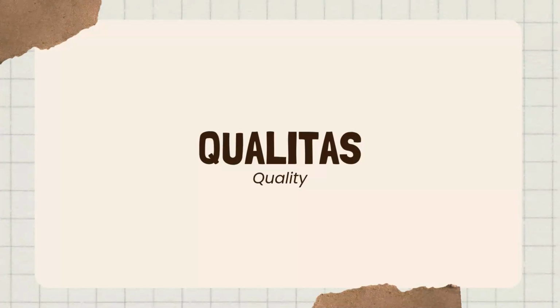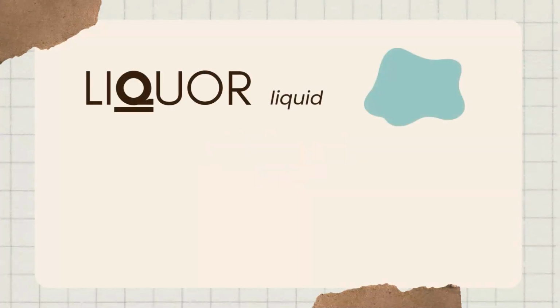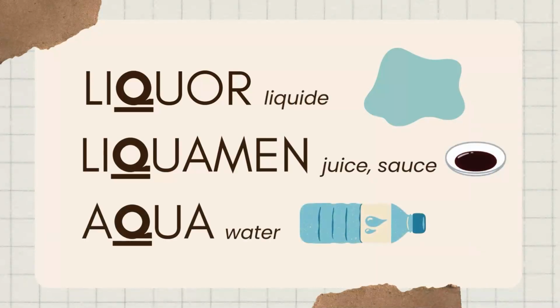Speaking of drops, we can also think of Latin words that contain the letter Q, such as liquor, liquamen, or aqua. These terms reinforce the idea of a fluid and pure element, potentially symbolized by the letter Q itself.